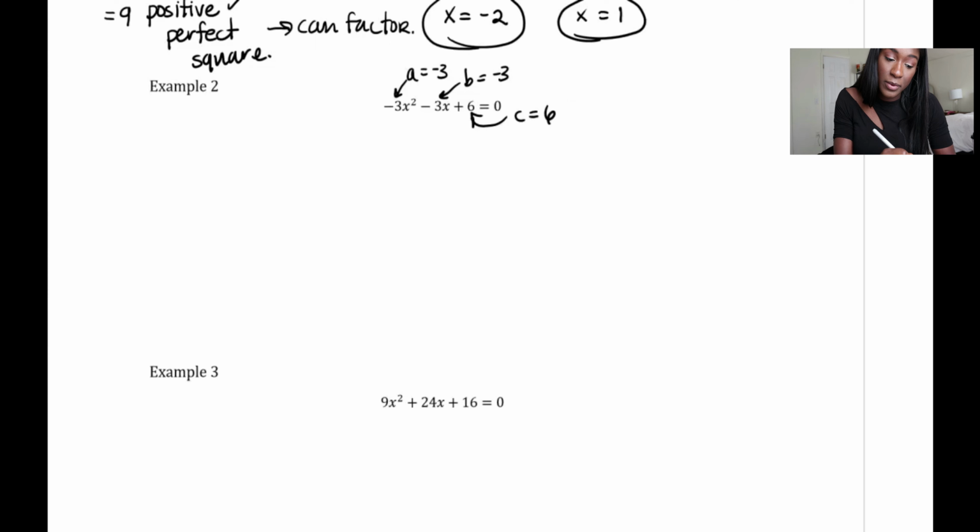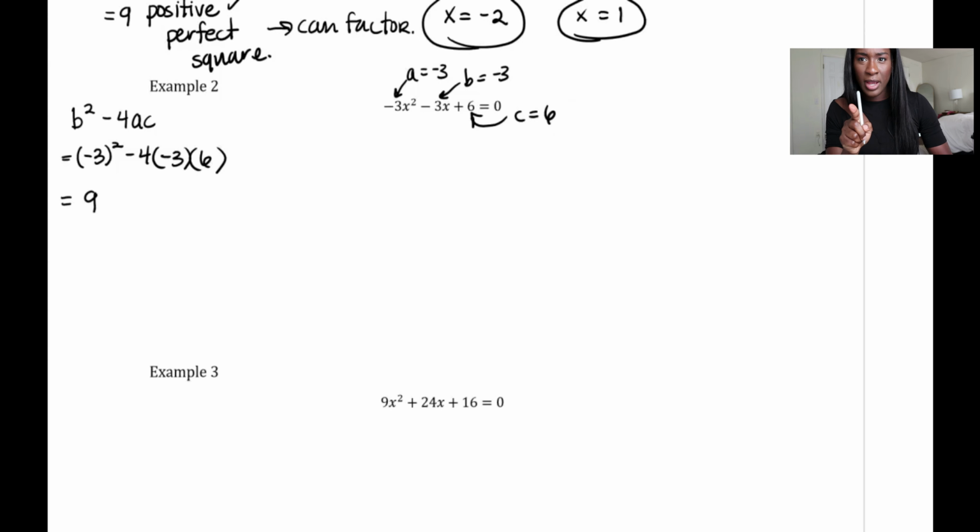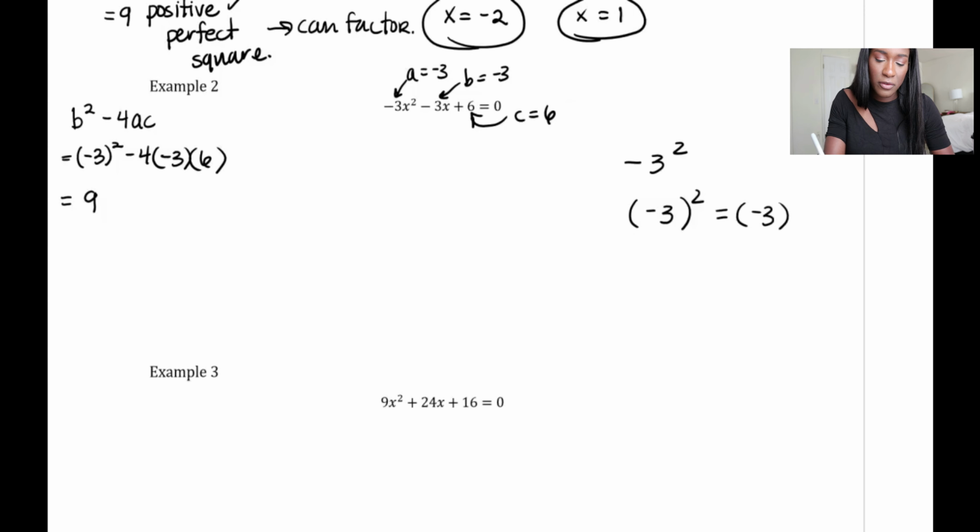So I'm going to calculate b squared minus 4ac. That's our discriminant. b is -3, so we have -3 squared minus 4 times a, which is -3, times c, which is 6. So this is 9, just from -3 squared. Be very careful squaring negative numbers. As a teacher, side note, it is a pet peeve when you write this, but you mean this, okay? Because those are not the same thing. The second one means take -3 and multiply it by -3. Square -3, to get a +9.